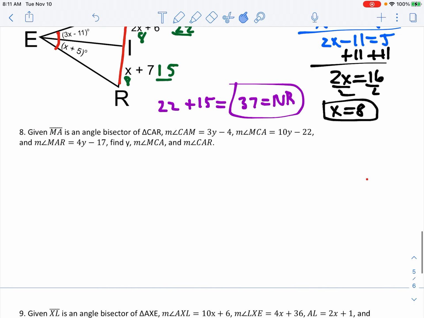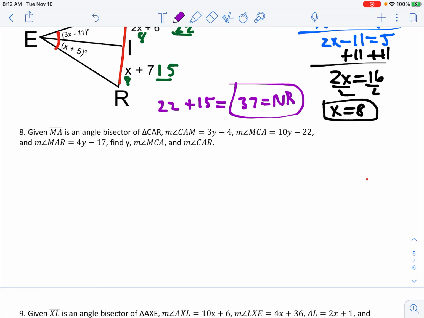All right, we got a couple left. Here we go. Number 8 doesn't give us a picture, but we're going to draw it and label it. And then we're just going to solve it. And for now, we're just going to solve for y. All right, given MA is an angle bisector of triangle CAR.